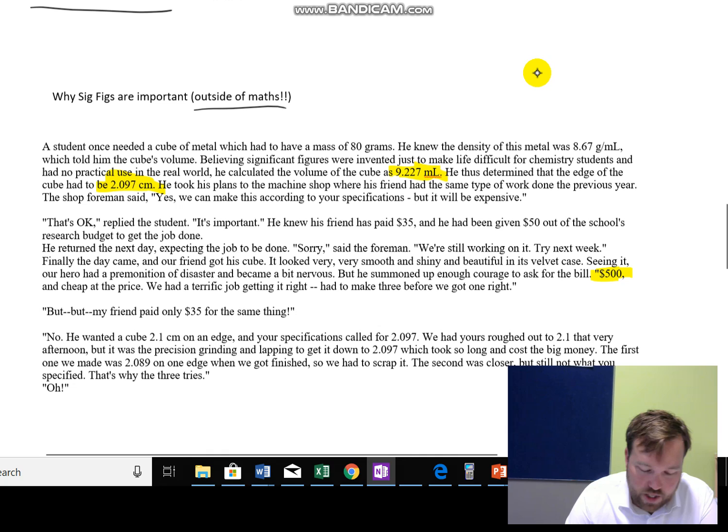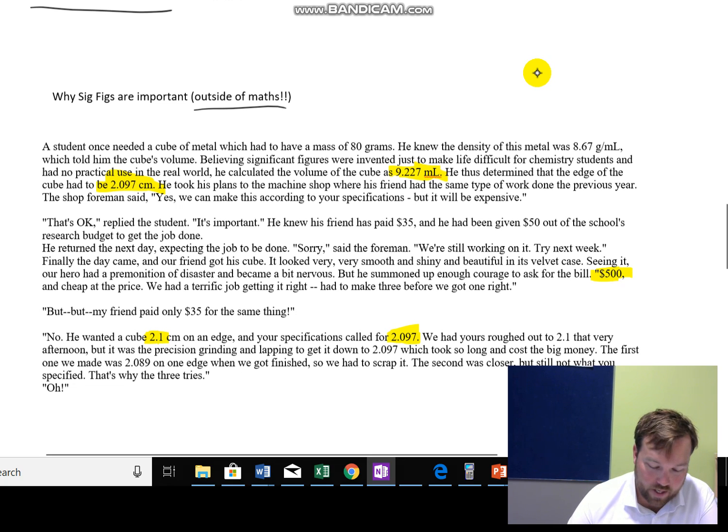$500. And cheap at that price. We had a terrific job getting it right. Had to make 3 before we got one right. But, said the student, "my friend only paid $35 for the same thing." "No, he wanted a cube 2.1 centimeters on the edge, and your specifications called for 2.097. We had yours roughed out to 2.1 that very afternoon, but the precision grinding and lapping to get it down to 2.097 took so long and cost the big money.